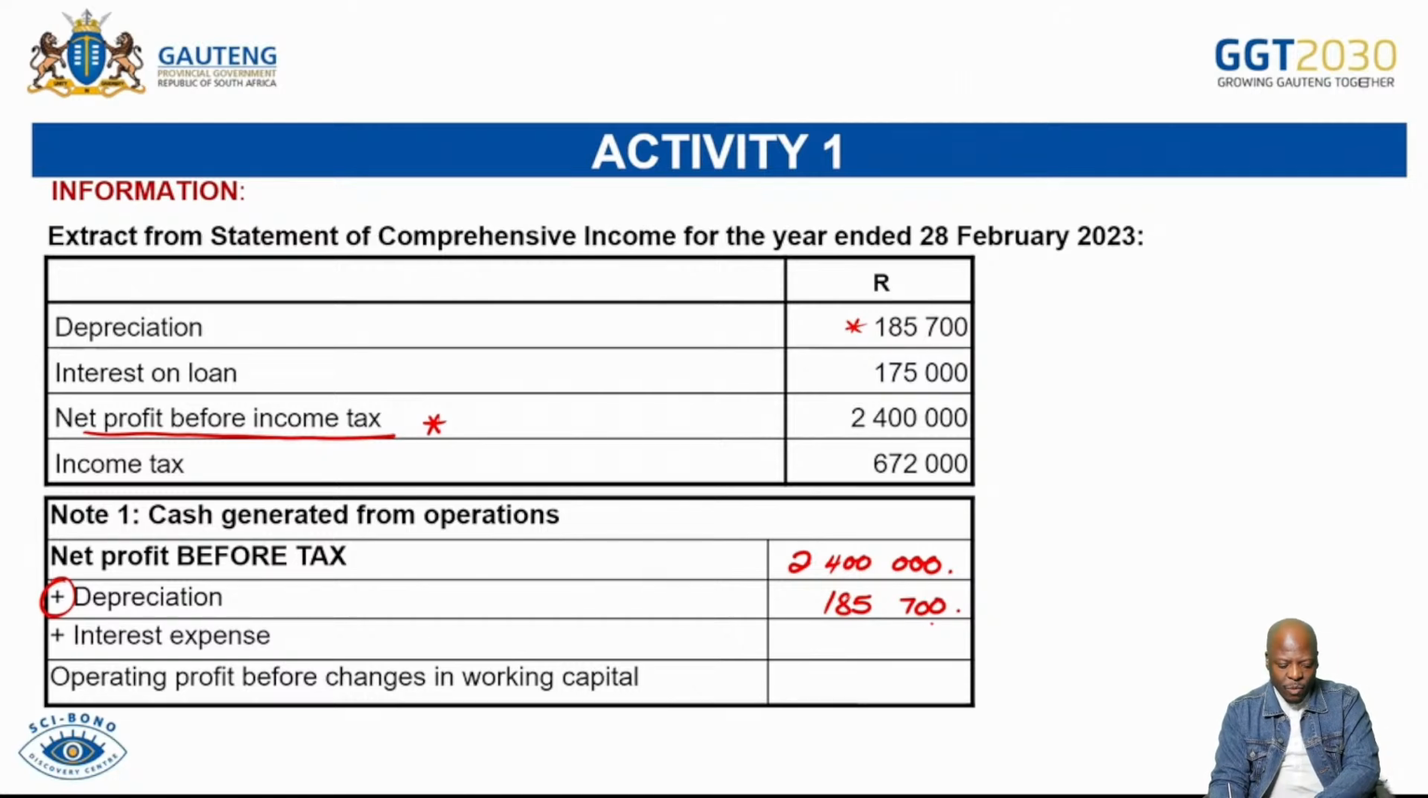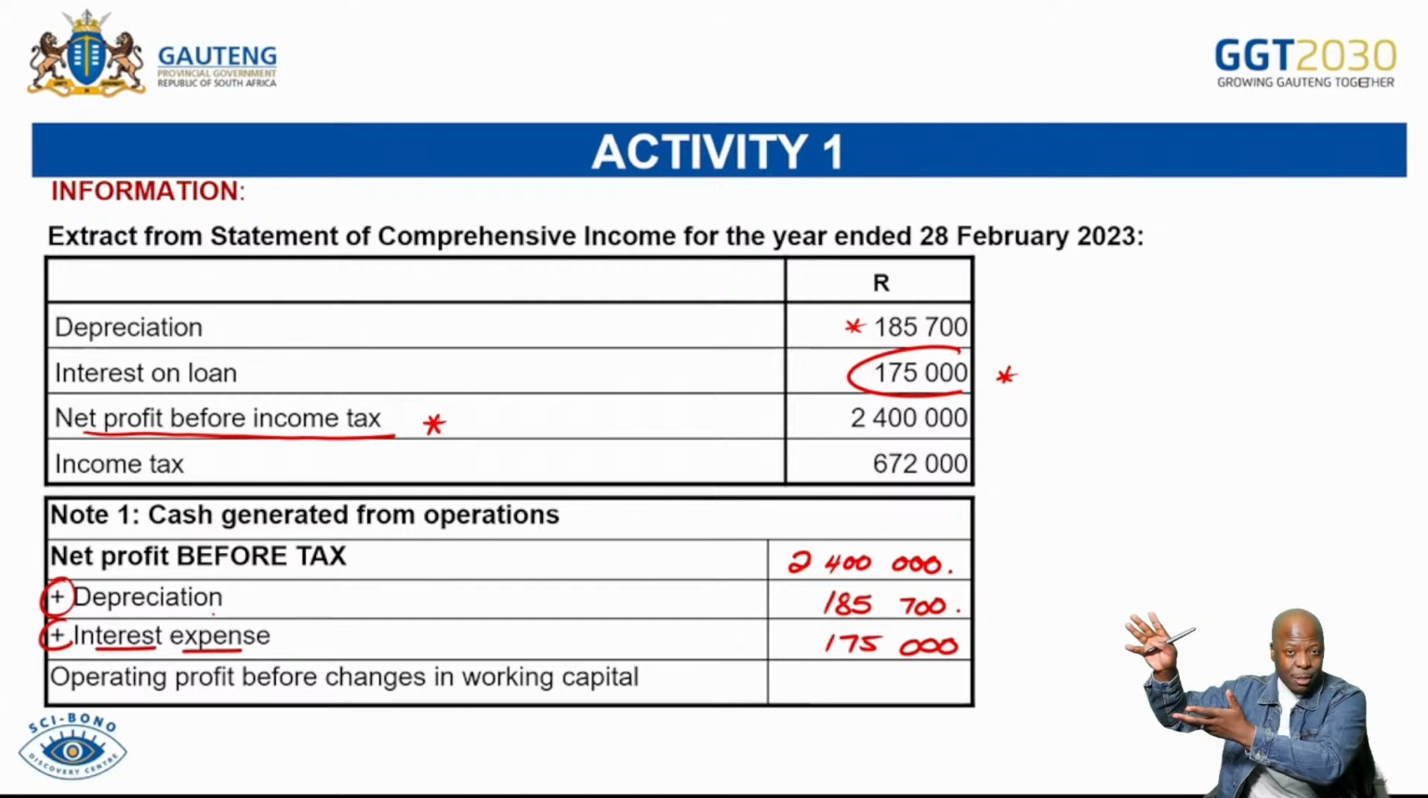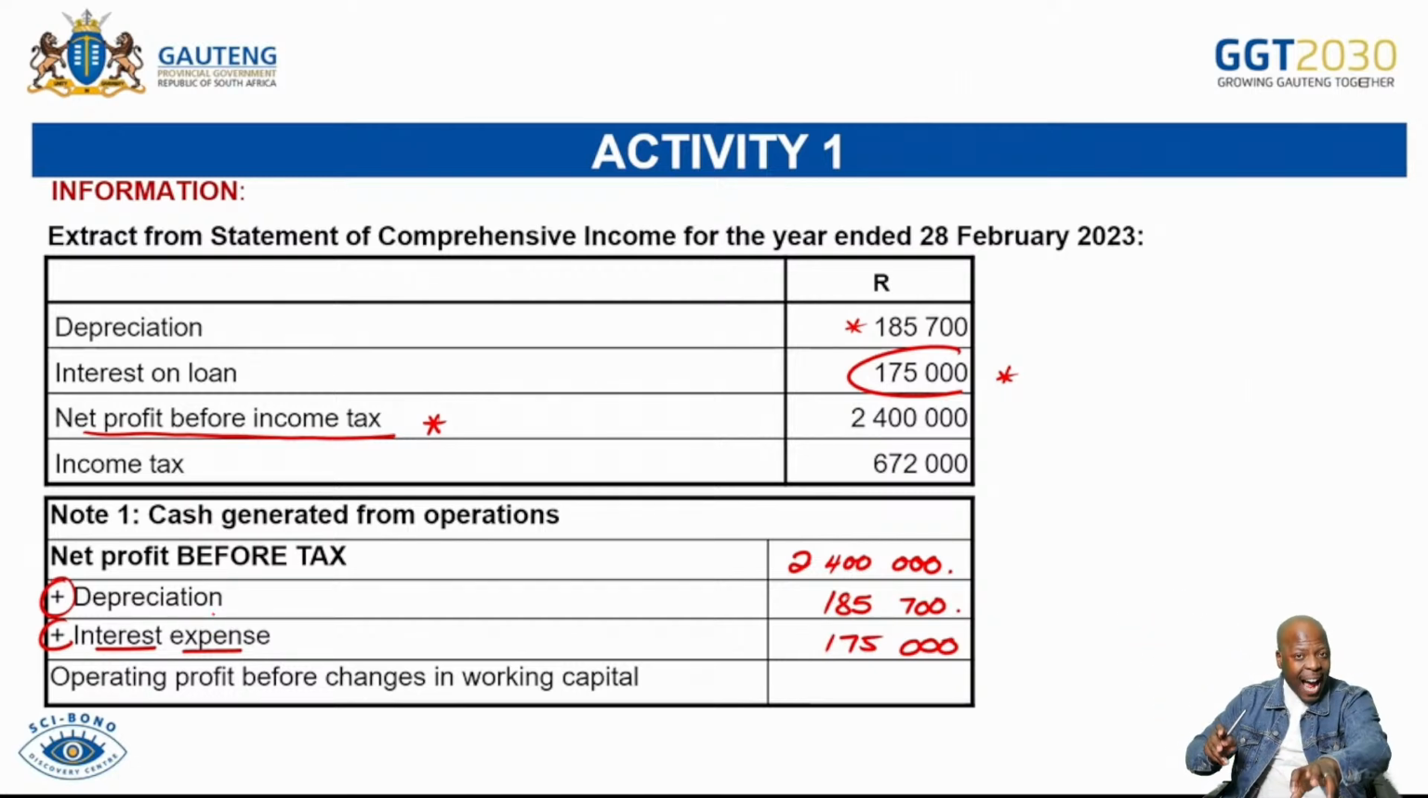And then after that, I'm going to add as well my interest expense. So I'm coming here. I have interest on loan, which is 175,000. So I'm going to come here and say interest expense, 175,000. I am adding. That's the key part. I'm adding depreciation and interest expense. Why am I adding interest expense? Because I'm going to show it on the face of the cash flow statement. So in the note, I add it back.